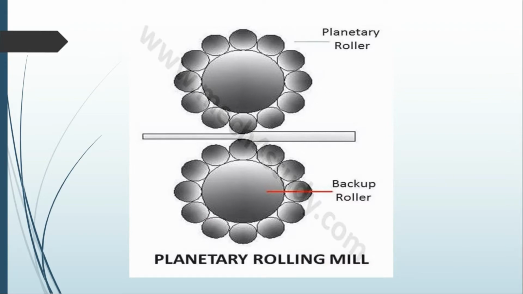Okay, now another one is the planetary rolling mill. This is nothing but, on the outer side we have a number of rollers, that is planetary. In the middle one is the sun. Okay, here it is rolling over there, so each roller will touch and reduce the workpiece dimension.